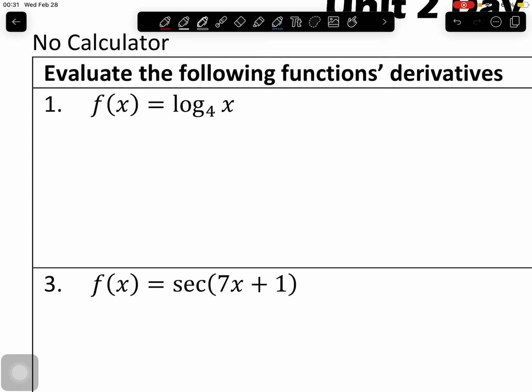So this first one, the derivative of a log is basically du over natural log of a times u. So in this case, it's going to be the du of x, or the derivative of x, is 1 over the natural log of 4 times x, and that's our answer.